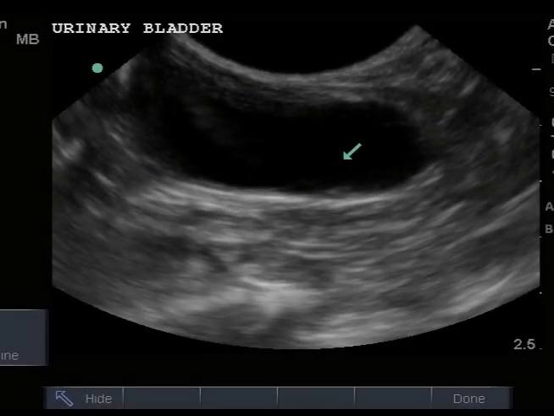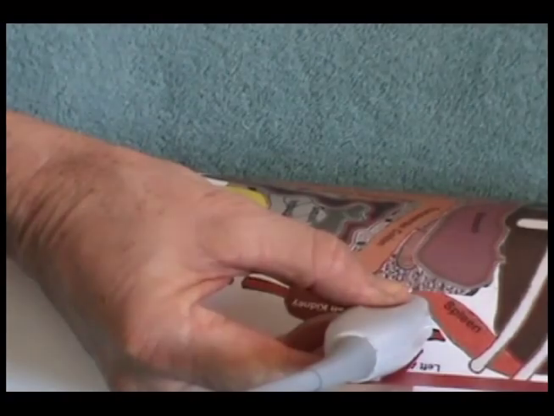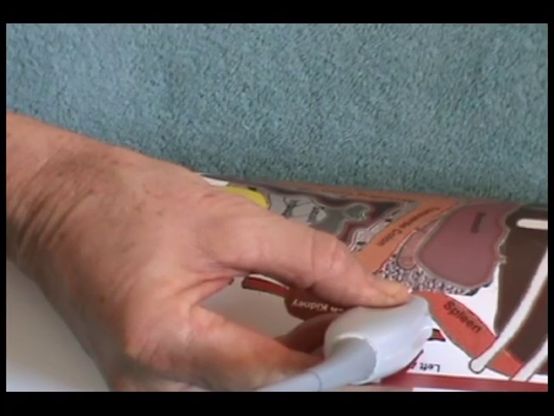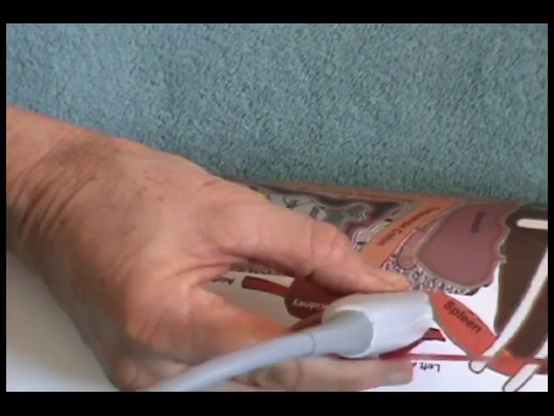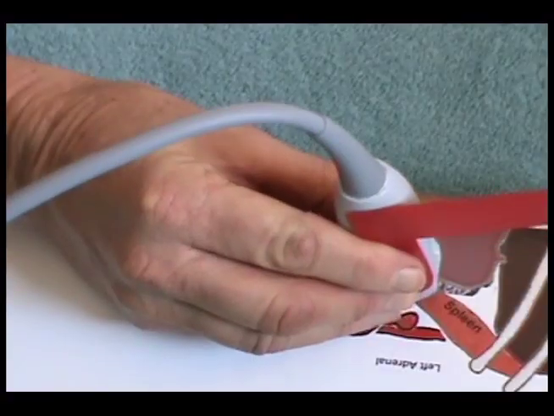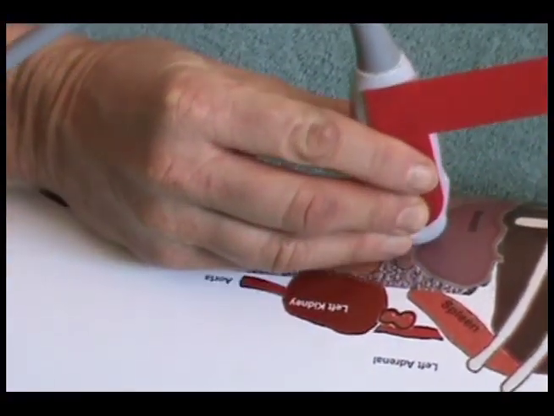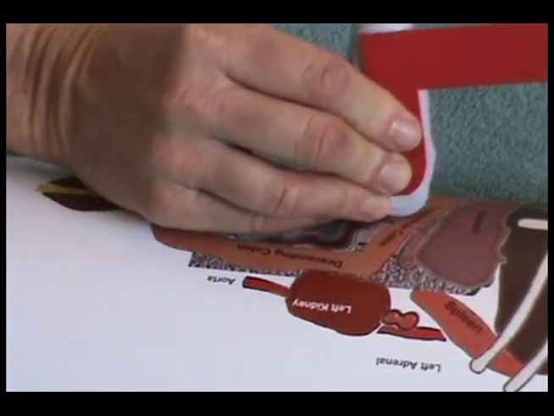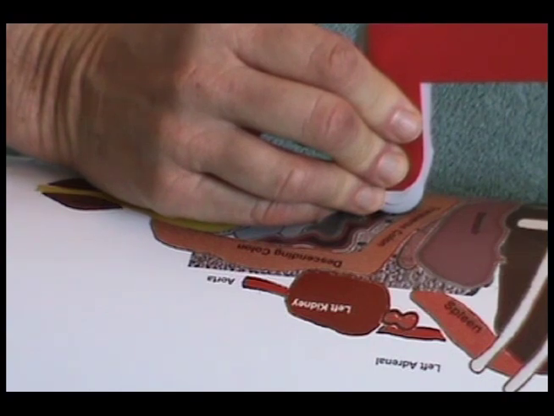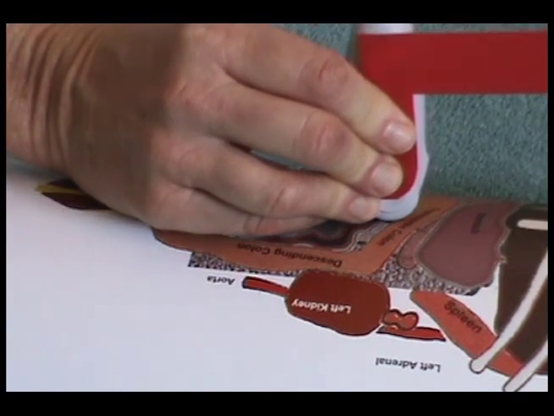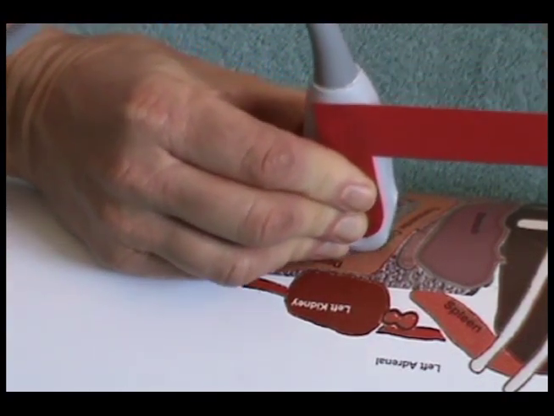The urinary bladder is a balloon-shaped anechoic organ in the caudal abdomen. From the left adrenal, we will move to the urinary bladder. We will accomplish this by moving in a zigzag pattern from the left lateral sagittal position to the ventral midline sagittal position and back again.